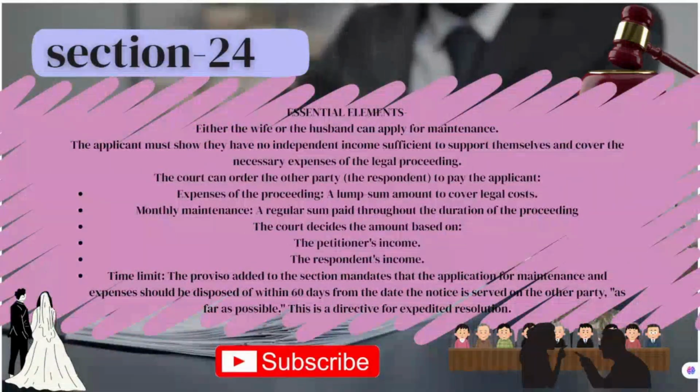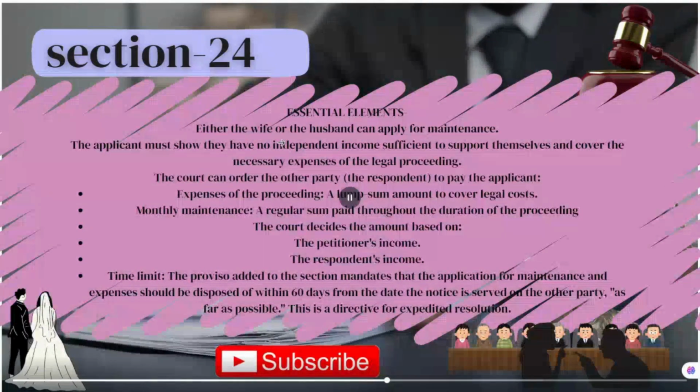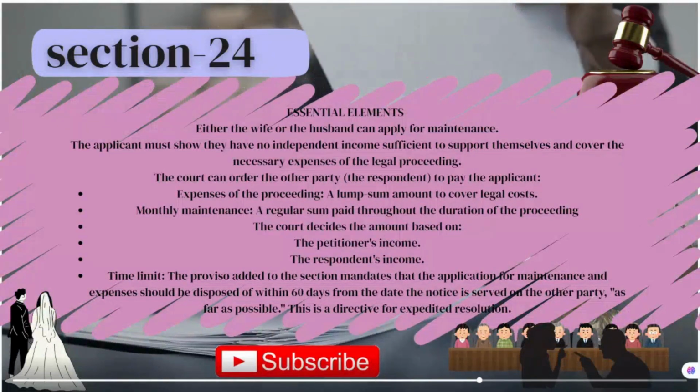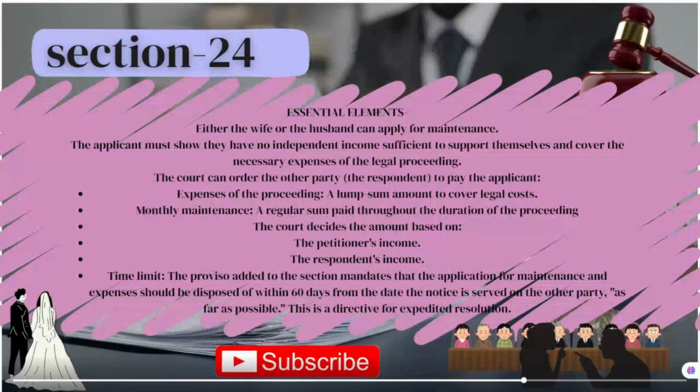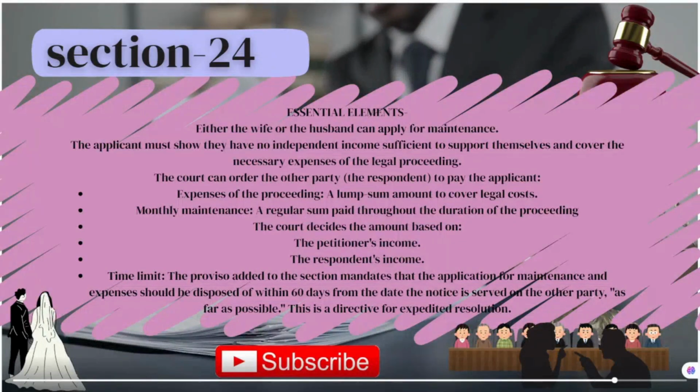Now let's talk about the essential elements of this section. First, either the wife or the husband can apply for the maintenance. Second, the person applying must show that they have no independent income to support themselves or to pay for the case's expenses. And third, if this is proved, the court can order the other partner, known as the respondent, to pay expenses of the proceeding, a lump sum amount for the legal case, and monthly maintenance, a regular sum of money given during the whole case.